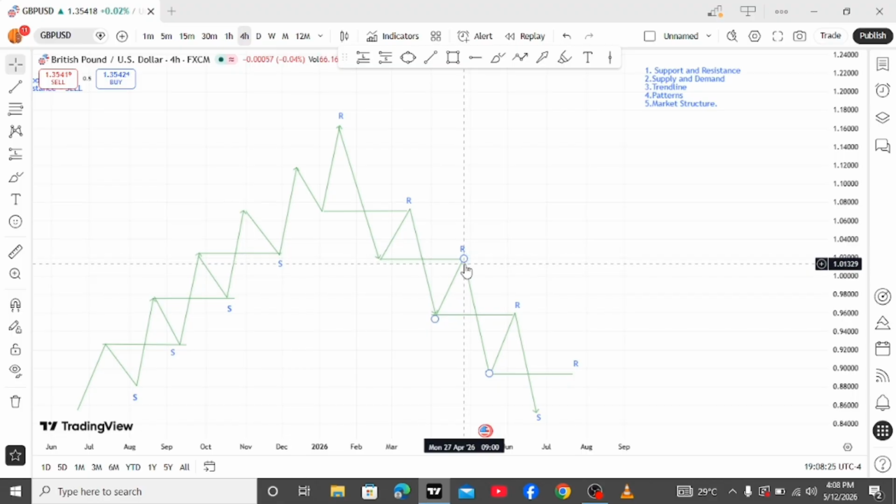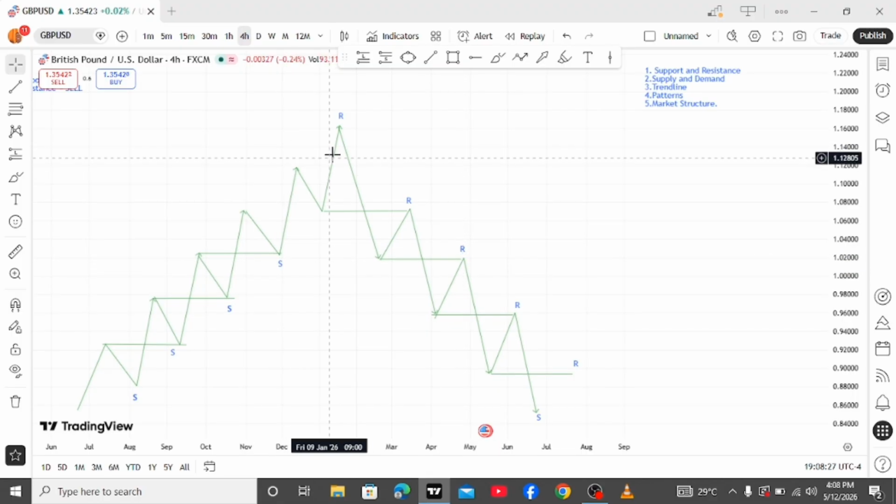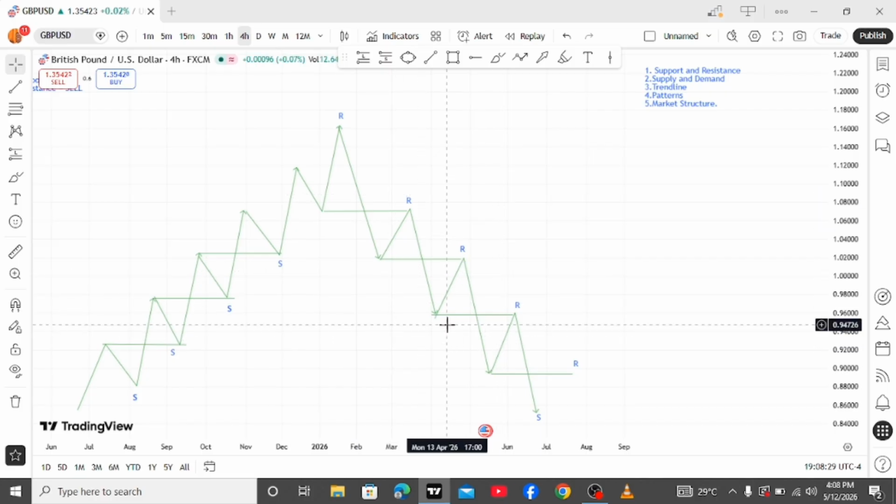And why are we selling? Because we're in a downtrend. As you can see, the market is going down and it's a good opportunity to sell. We can't buy from support when the market is going down. The market is going down, we should sell from resistance. So the market goes up to your resistance, we enter for a sell position.